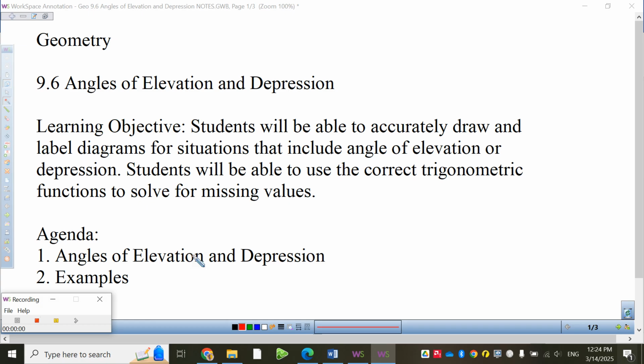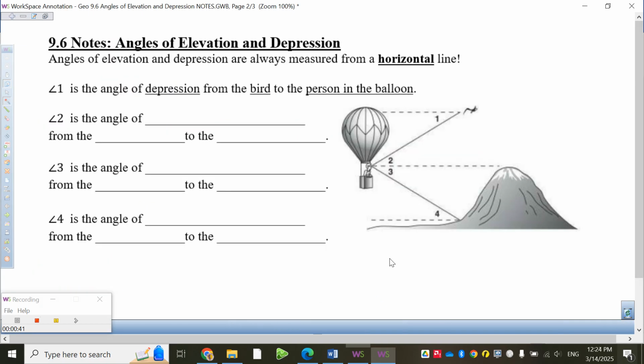We have a short agenda for this video. Number one, we're going to talk about what are angles of elevation and depression, and we'll label some diagrams with those. And then number two, we're going to do two examples together that use this concept. All right, let's get started for today.